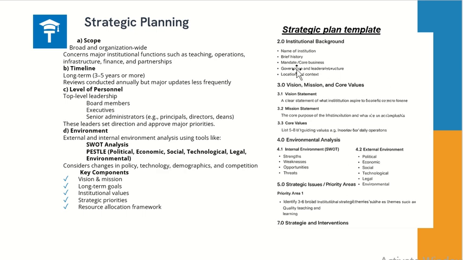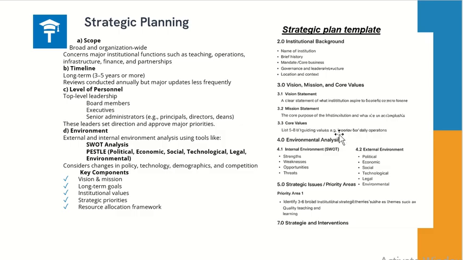This is it. We need the institutional background: the name, the brief history, the core business, the governance and leadership structure, and the location. Where is the institution located? We need the vision, the mission, and the core values. We have to come up with a clear environmental analysis, either internal or external. Internal, as we have said, is the SWOT: the strengths, the weaknesses, the opportunities, and the threats. Sorry, before I said T for something else, but T is for threats. Then we need to look at the external environment: the political, economic, social, technological, legal, and environmental, etc.